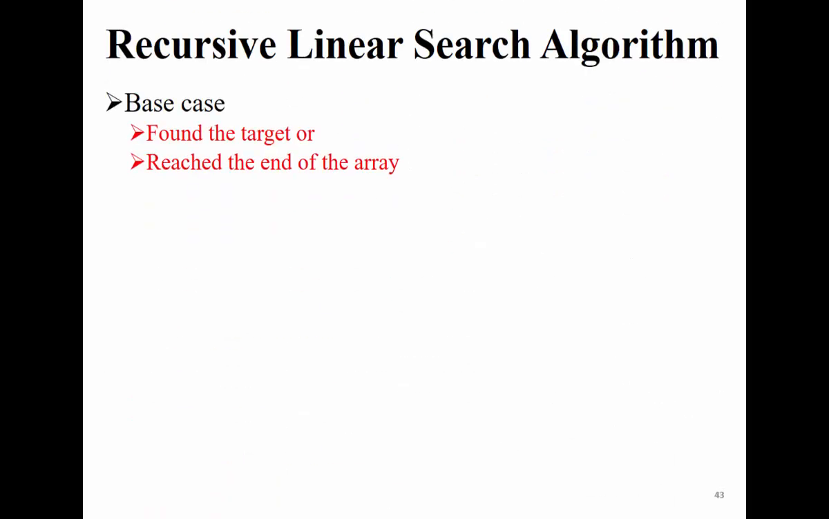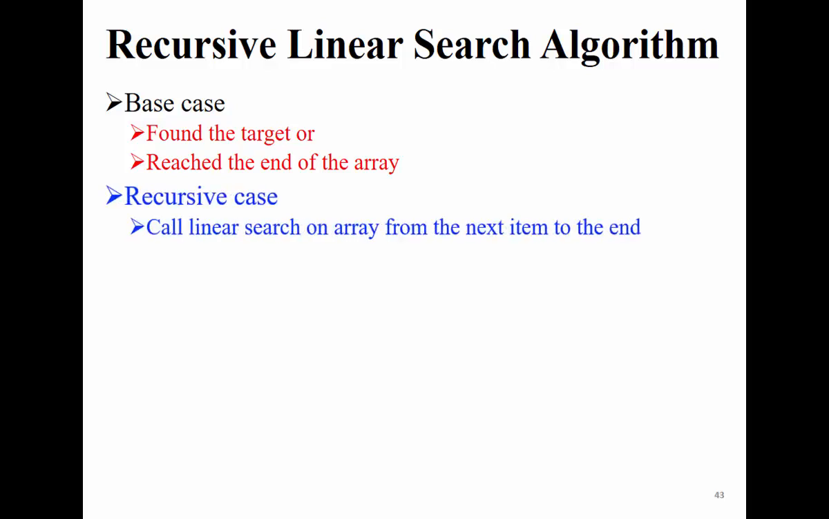So the recursive linear search algorithm searches until it finds the target or until we reach the end. This is the base case. To design the linear search recursively, we need the recursive call: find the target or reach the end of the array. Then recursively call the linear search with the array for the next index, until we reach the end.